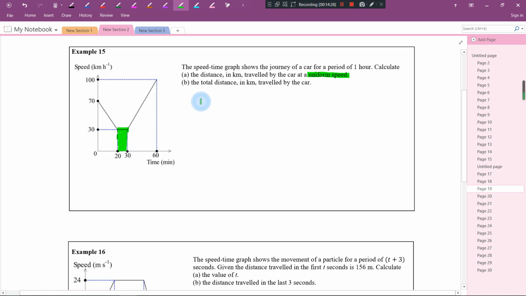Okay, so always remember, when you want to find the area under a graph for speed against time graph, you need to look at these units carefully. This is kilometer per hour, but now this is minutes difference. So if you want to find the distance travel for this part, make sure you change all this number to hour first. Okay, now distance travel.